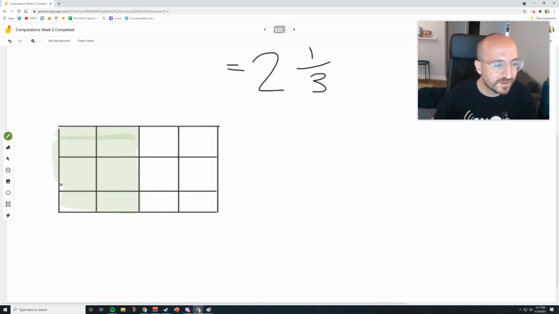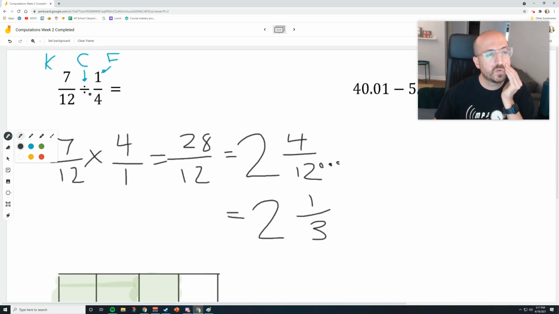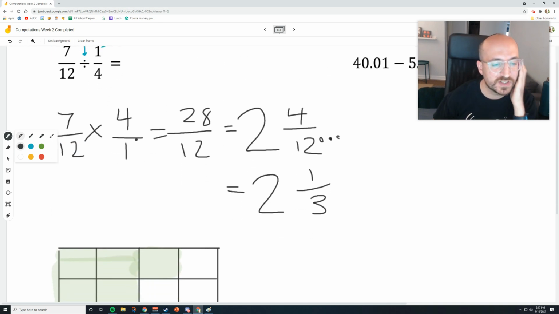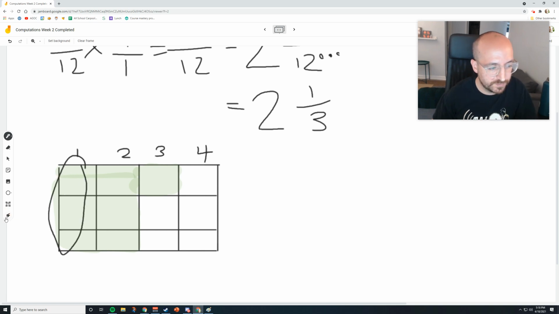Here I have 6 12s. Here I have 7 12s. And I want to know how many 1/4s are in 7 12s. Well, look, here we have like the rows. There's 1, 2, 3, 4 columns. And this column would be 1/4. Oh, 1/4, 2/4, 3/4, 4/4. How many 1/4s are there in this?